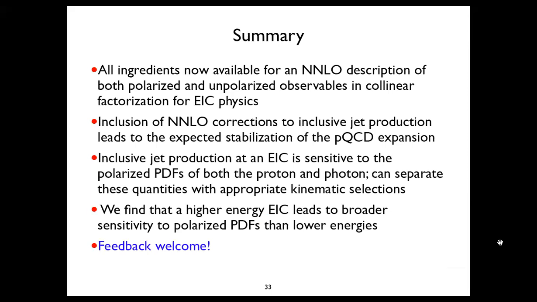It was interesting to us to study the sensitivity of inclusive jet production at an EIC to the polarized PDFs, and it seemed that you can very nicely, using the inclusive jet measurements, separate the sensitivity to various polarized PDFs by appropriate kinematic selections. One general message, at least from our very simple study, was that a higher energy EIC leads to broader sensitivity to polarized PDFs than a lower energy one. That's it. Feedback, either now or by email at some point about the study, would be very welcome. Thank you.